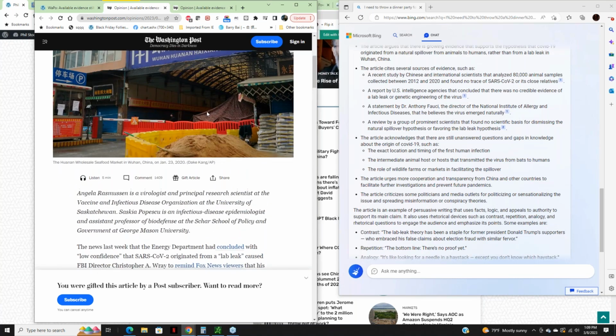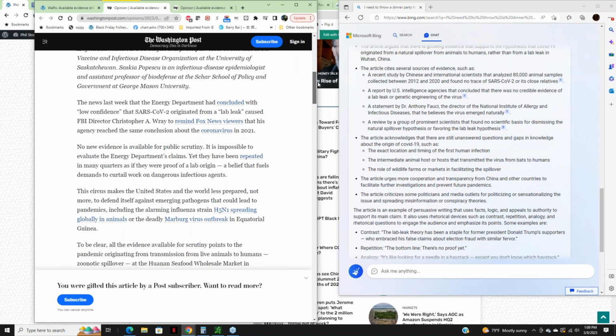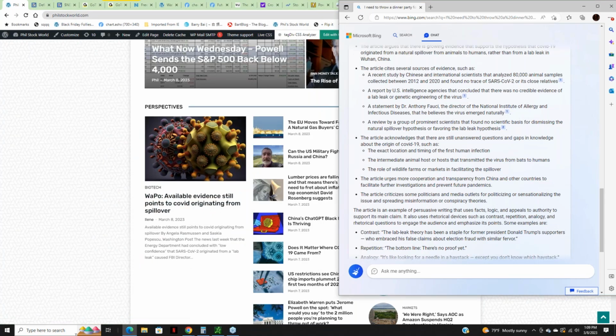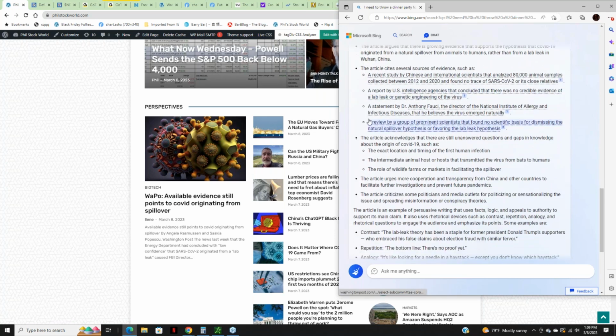But this is the most likely origin of COVID, was just a virus that jumped from animals to people. But anyway, so this gives a wonderful analysis. I gotta tell you, I read the article to double check it. All right, anyway, so many studies, it's a report, there's a statement, it's got all the citations.